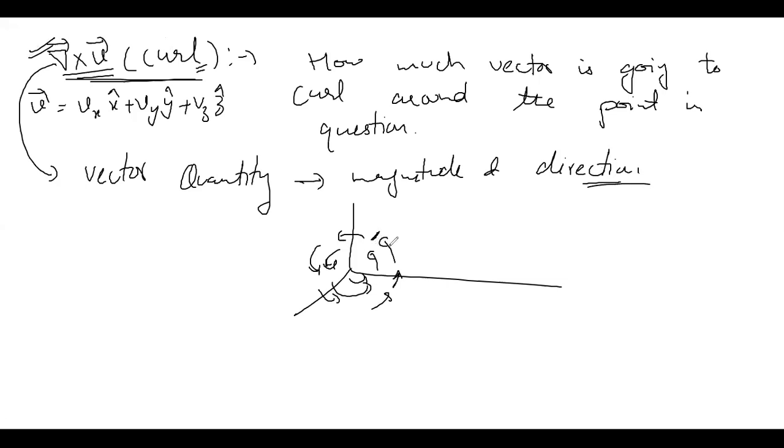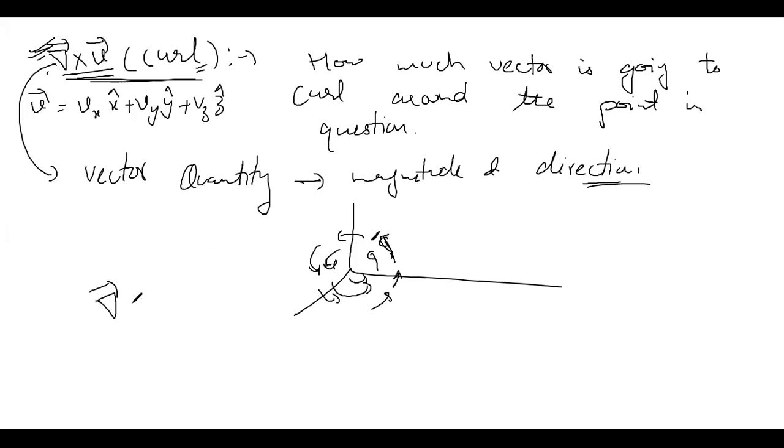If your vector is represented, for example, in this way, you curl your fingers in the direction of these arrows, then your thumb will point in the direction of del cross V, which will be out of the screen in this case. This is how you can get the information from del cross V. It will tell you at what point how much your vector is going to curl around.